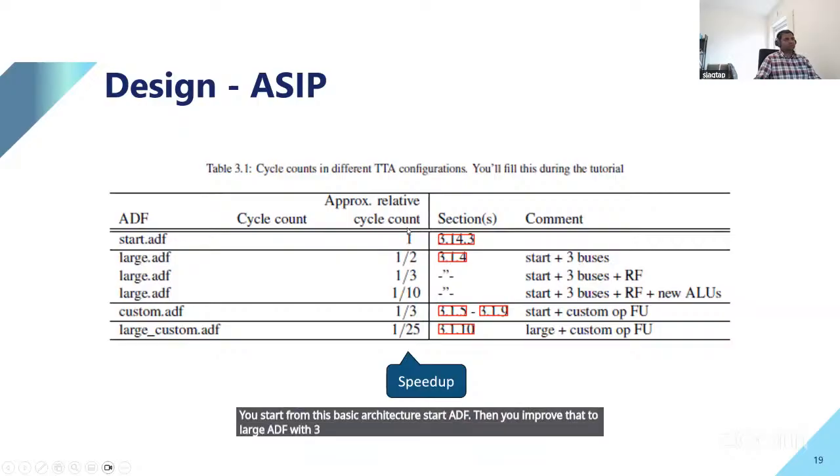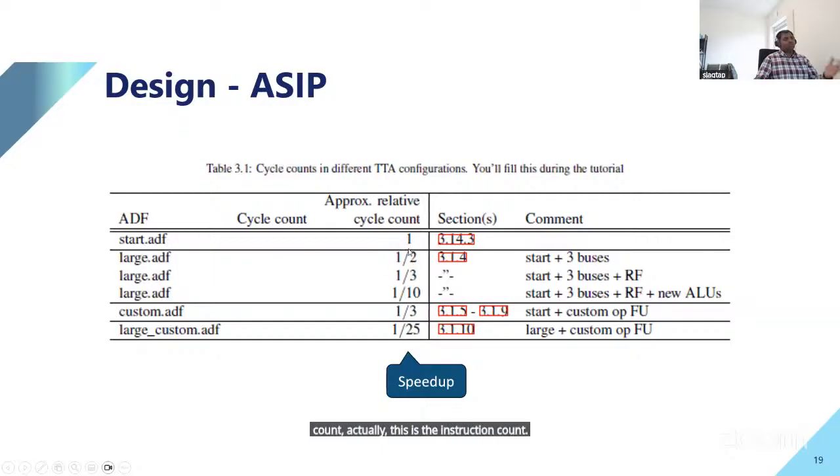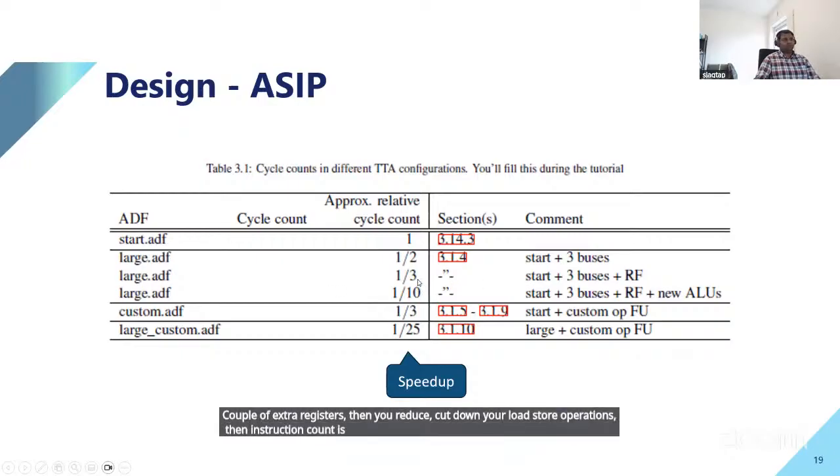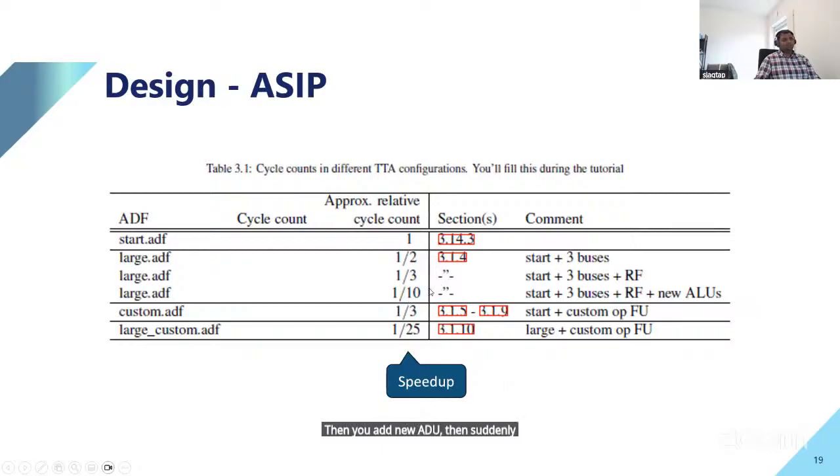Then you see the instruction count. Actually, this is the instruction count. It suddenly becomes half. Then you add a couple of extra registers, then you cut down your load store operations, and the instruction count becomes even less. Then you add a new ALU, and it suddenly becomes even 10 times less. So this is the starting point, and this is the improved number.